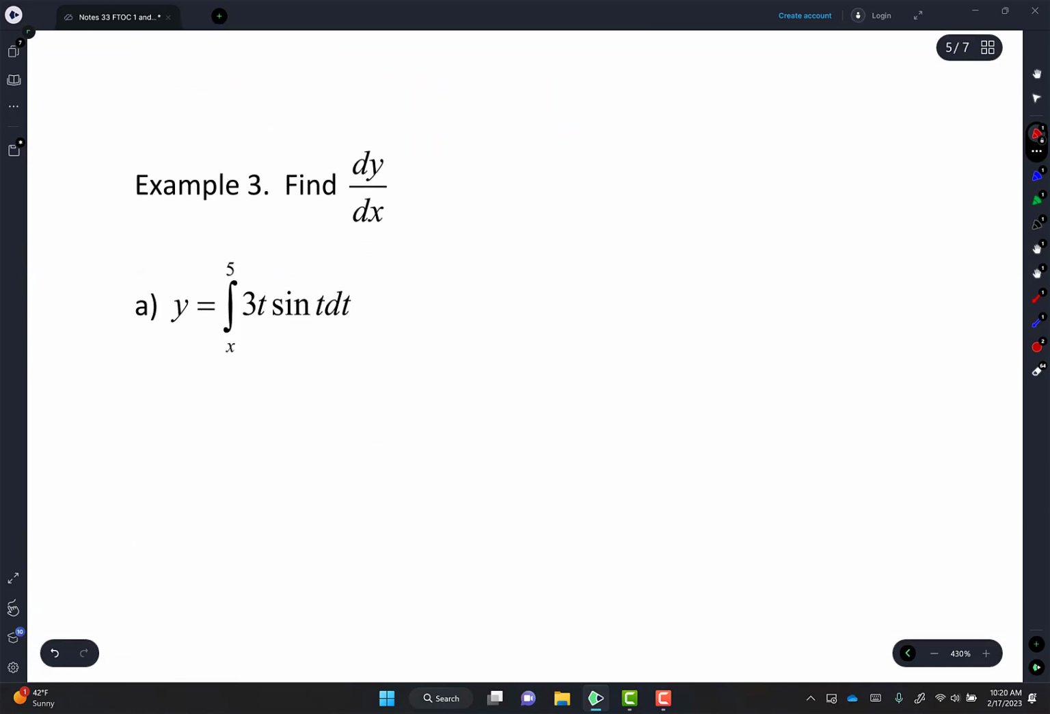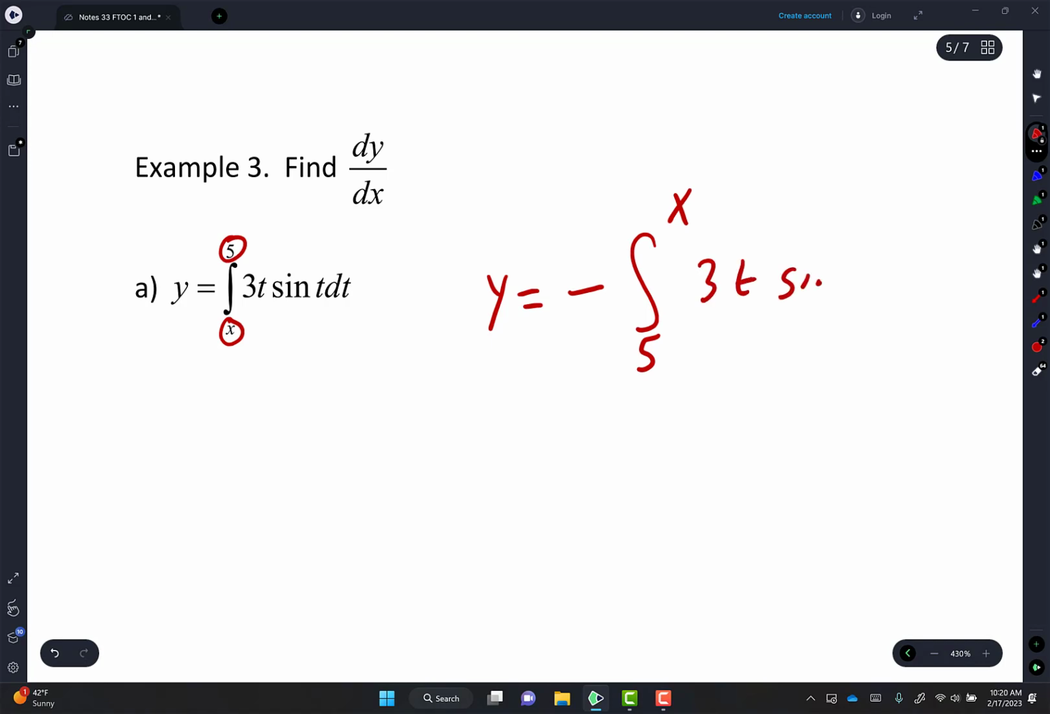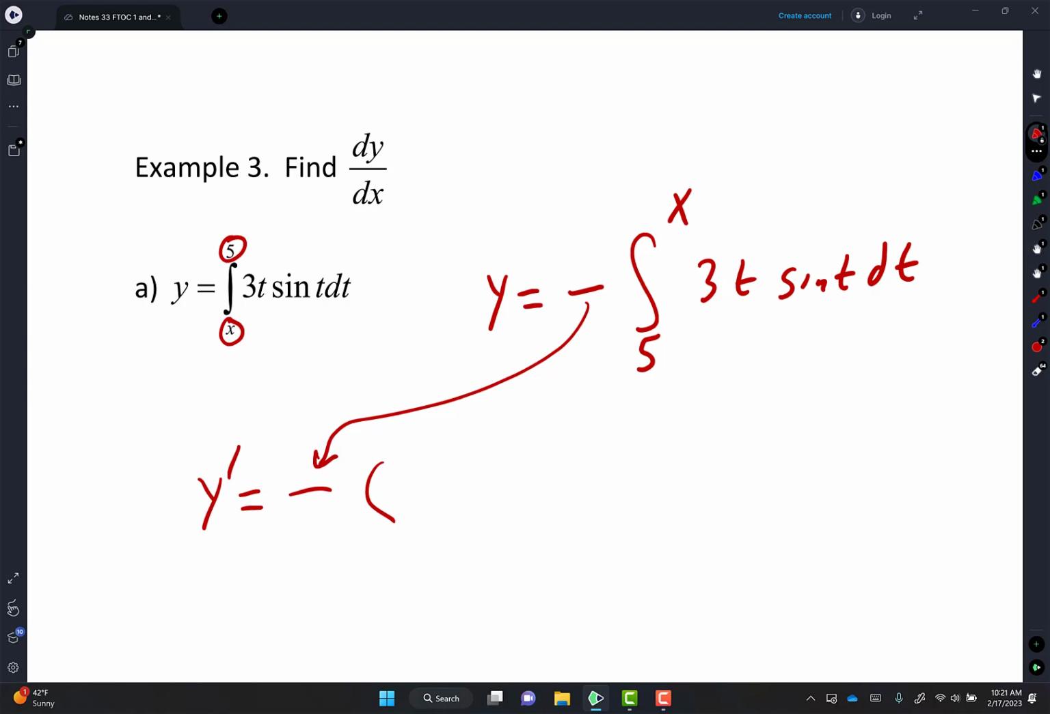All right, here we go. Next one. Look at this. It wants a derivative, but notice, do I have a constant on the lower limit? Do I have a variable on the upper limit? So all I have to do is what? Perfect. Y equals, I haven't taken the derivative. Negative, there's just the properties. Integral from 5 to x of 3t sine t dt. Okay, now I take a derivative. Y prime equals. Now I can take a derivative. That negative is this negative. I'll open up a parenthesis. You don't have to because it's all a product.